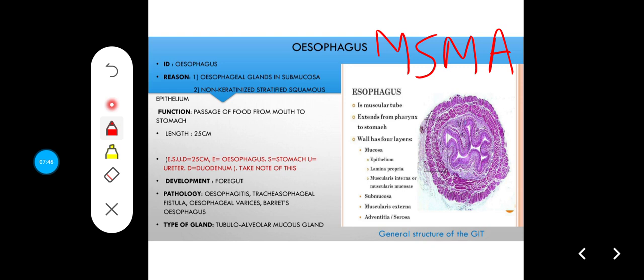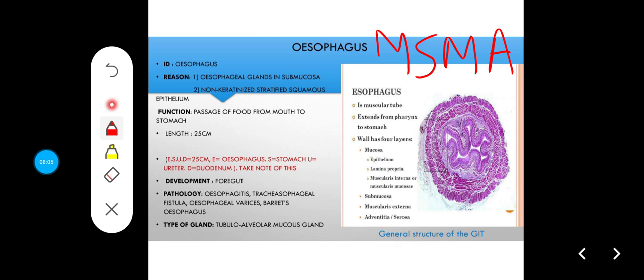longitudinal muscle layer. Now, the adventitia is also a layer of connective tissue that surrounds the muscle. In organs covered by peritoneum, the name of the adventitia changes to the serosa.